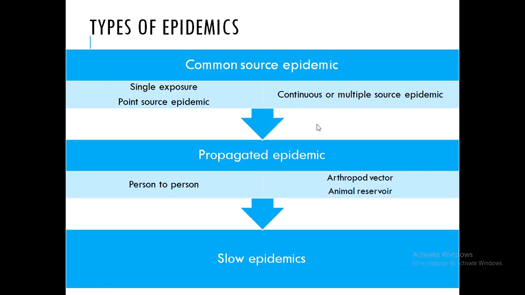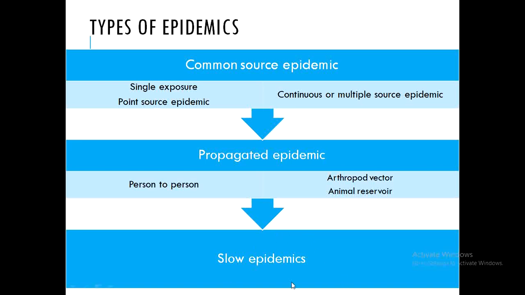The other type is the propagated epidemic, and it is further subdivided into two categories. Number one, if there is person to person transmission, and number two, if there is involvement of an arthropod or any animal reservoir. And then there are slow epidemics.